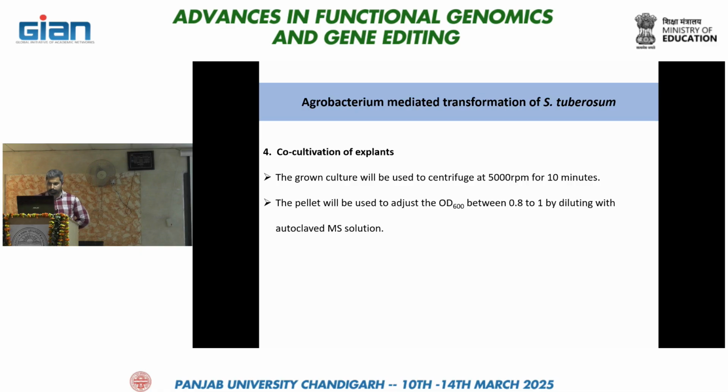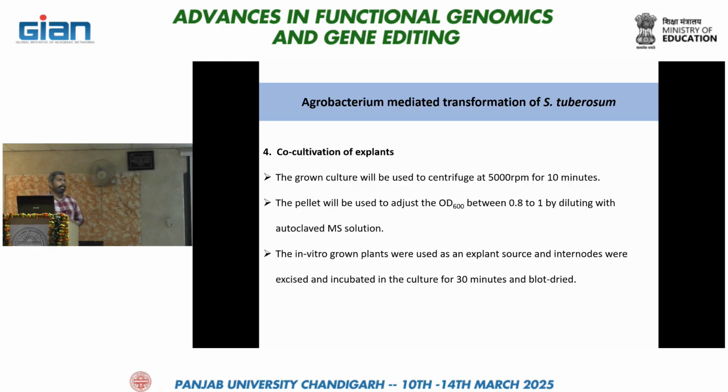And after that we will just simply co-cultivate our explants, which I have shown you earlier. We will take the secondary culture which I showed in the earlier slide, centrifuge it and obtain the pellet, and the bacterial pellet will be used to adjust its OD between 0.8 to 1, and we can do that by diluting it with our liquid MS solution, or MS without sucrose and agar. For that case we have used it.